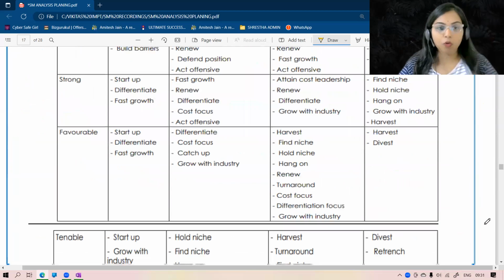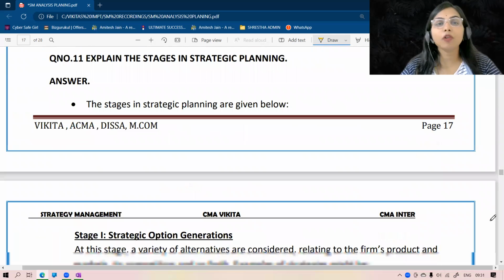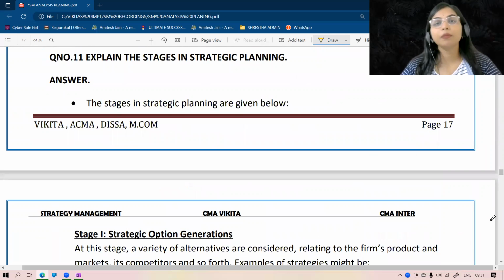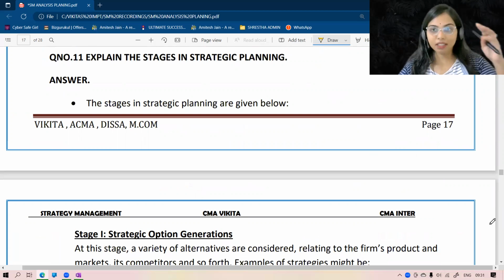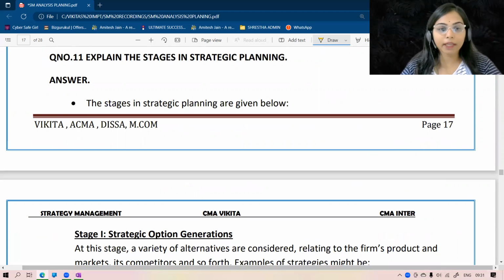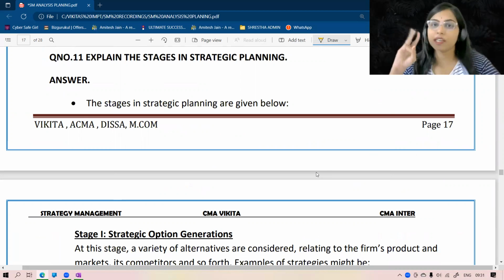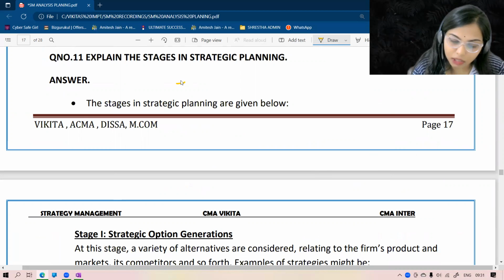Okay, so we have come to strategic planning. Strategic analysis is what we were doing till now, and now we are doing strategic planning. So what are the stages involved in strategic planning? Strategic planning has 3 stages. What are these 3 stages?